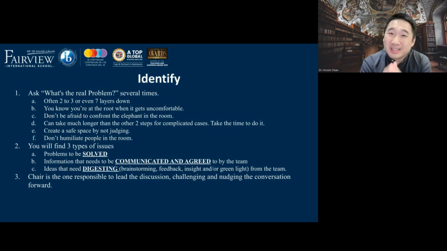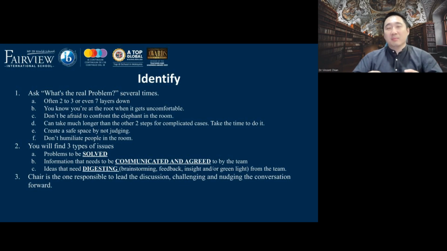Very often you have to do this several times. 2, 3, or even 7 layers down. It's not going to be straightforward for you. You know that you are at the root cause when it starts to get a bit uncomfortable, when people start shifting in their chairs, when they start crossing their arms, when they start going, yeah, okay? Don't be afraid of confronting the elephant in the room, but you don't have to confront the elephant in the room in a mean way, okay?